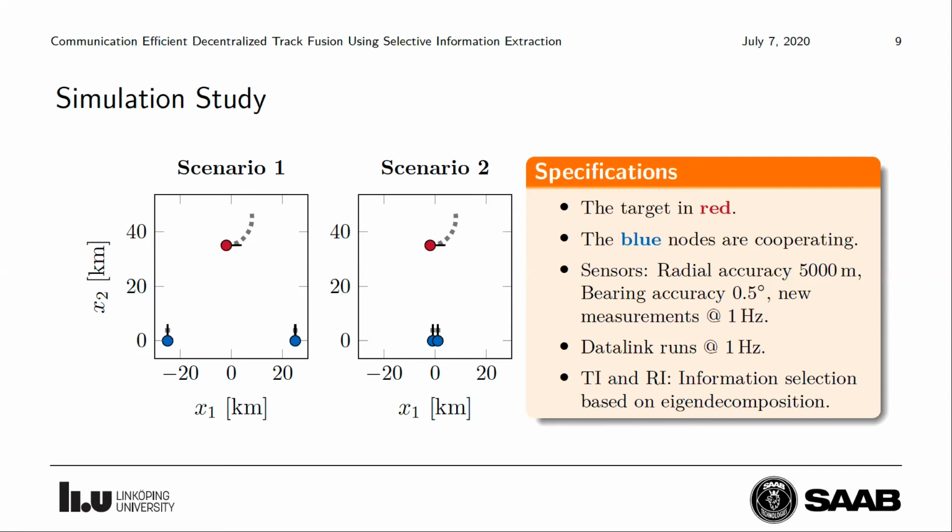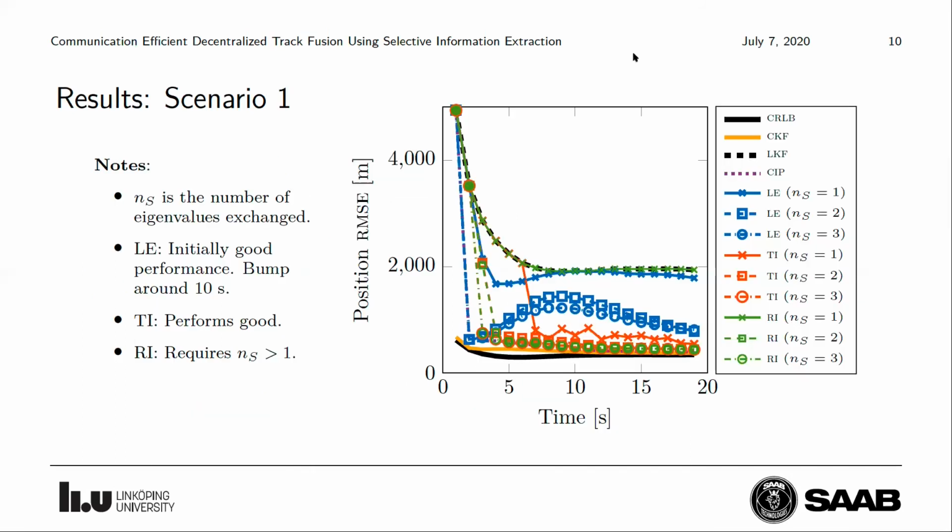New measurements are generated at 1 Hz, and also the estimates are exchanged at 1 Hz. To solve the optimization problem in the transmitted information method and the received information method, only projections of P inverse along the eigenvectors are considered. Information received via data link is fused using covariance intersection. The root mean squared error is used to evaluate the performance. To evaluate consistency, the normalized estimation error squared metric is used, but the result from this consistency evaluation is not shown here since all methods were found to be consistent.